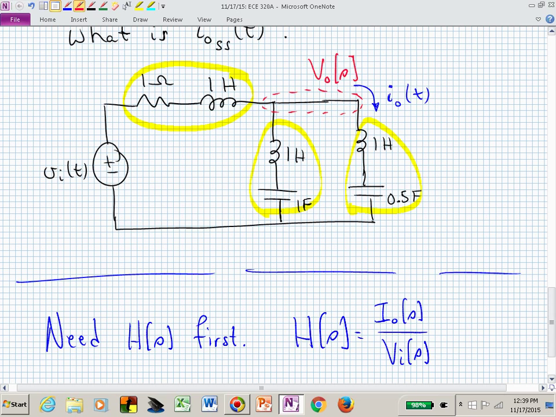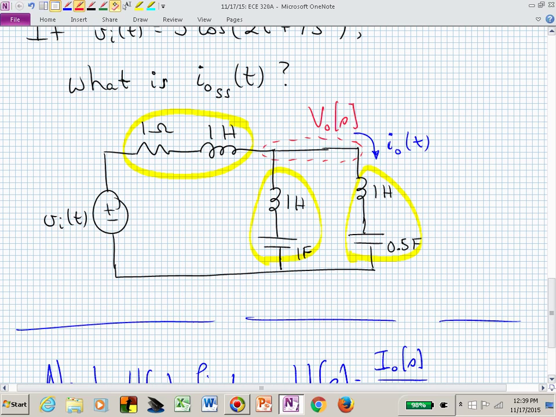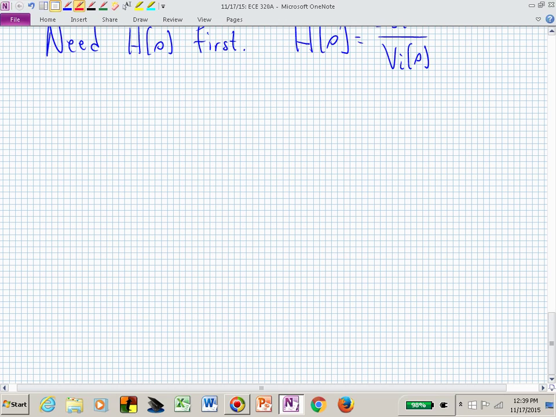Whoops. I'm marking on my time domain diagram, and I always get upset when students start mixing frequency and time. So let me just call that V sub 0 of T, and let me go down and draw another circuit in the S domain. Not that you have to on the exam, but it's nice to make sure that you don't mix time and frequency.